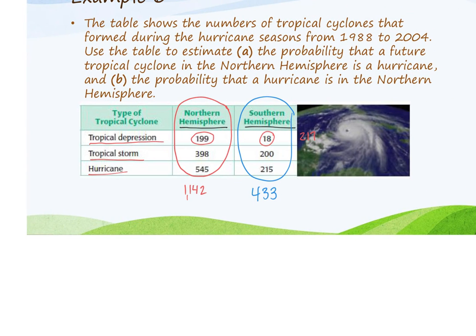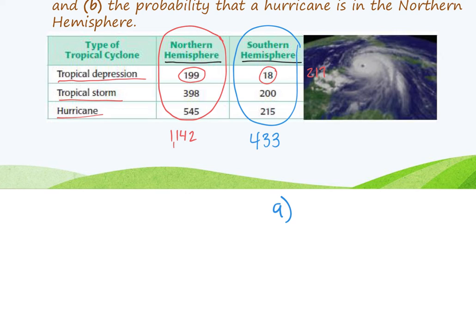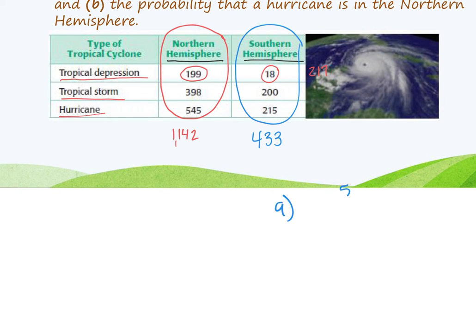Okay. So if it asks us in A, the probability that a future tropical cyclone in the northern hemisphere is a hurricane. What's the probability that a storm in the northern hemisphere is a hurricane? Xavier? 545 over 1,142. How did you get that? Because there's 545 hurricanes and 1,142 total storms. Very good. So what we're looking for is the probability that a cyclone, it's already in the northern hemisphere, is a hurricane.